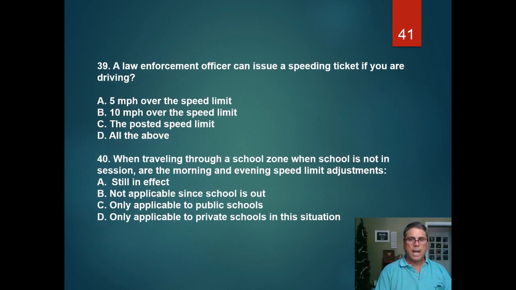A law enforcement officer can give you a speeding ticket for what? They can give you a ticket for 5 miles over. They can give you a ticket for 10 miles an hour. They can give you a ticket for going the speed limit. Remember, the ticket doesn't say, woohoo, yay, you're a speeder. It says you are driving too fast for conditions.